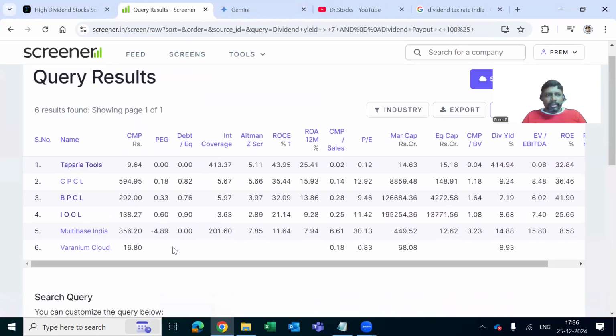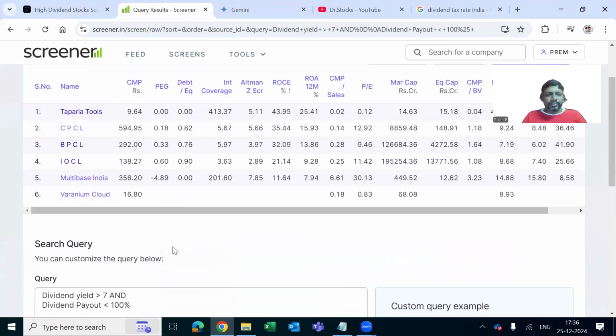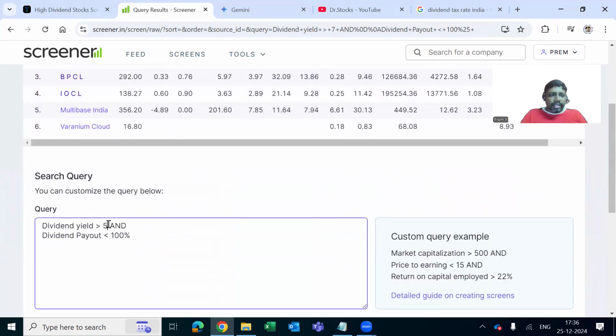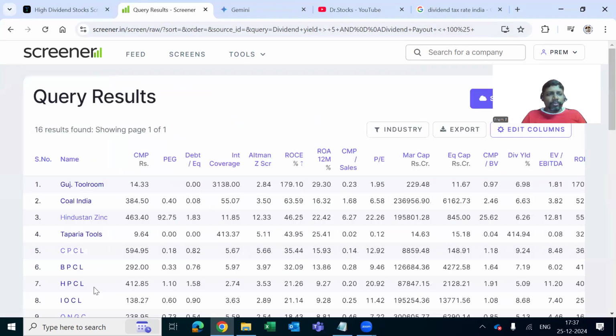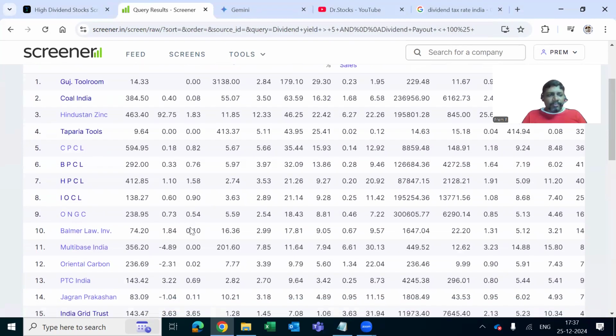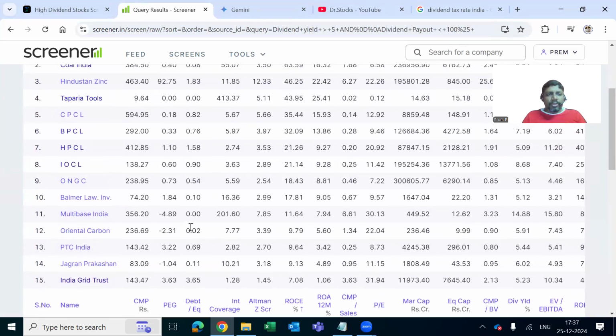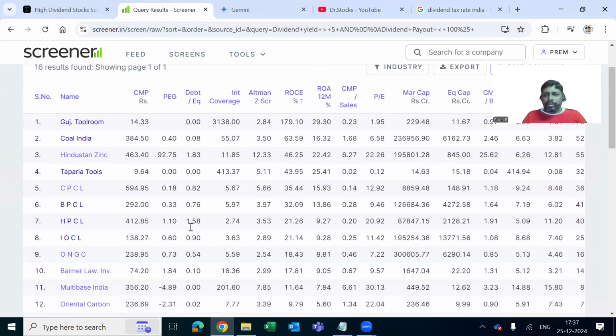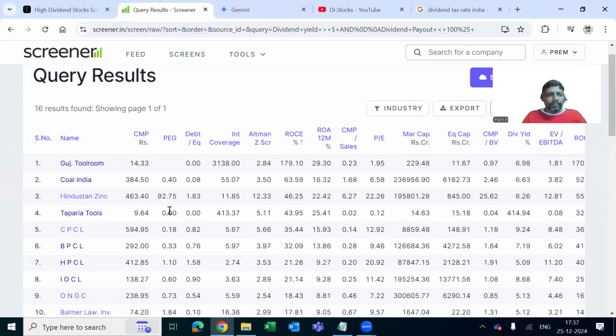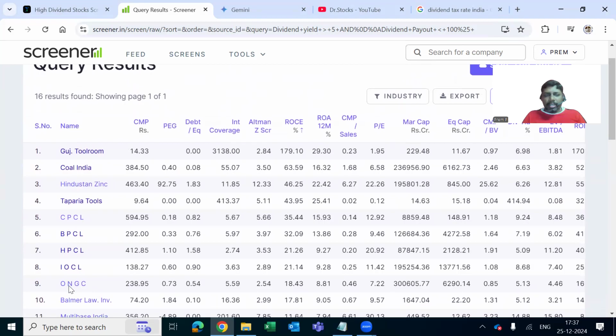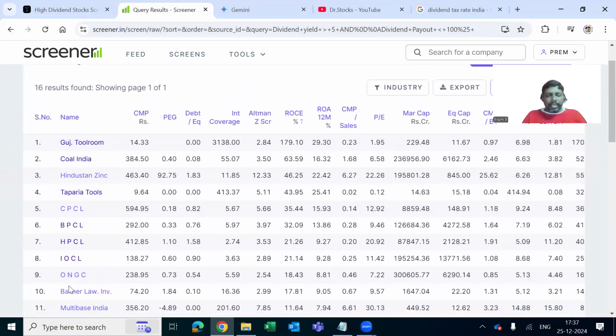As of now, we have got six stocks. If you reduce this to 5, some others will come, some of the PSU companies in India. Now moving on, how to pick up all these stocks and how to move on? That is my next category of things. You can prefer Coal India, BPCL, HPCL, IOCL, ONGC. ONGC is coming at close to a 5% dividend yield. So let me note these down for now.